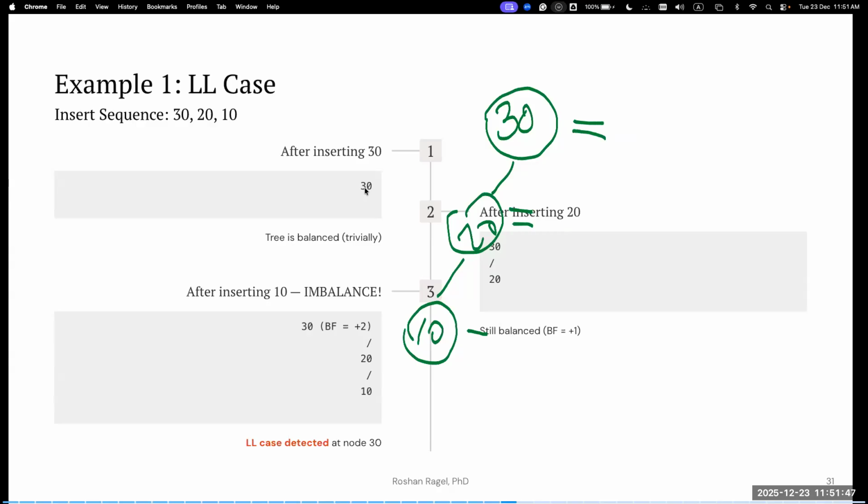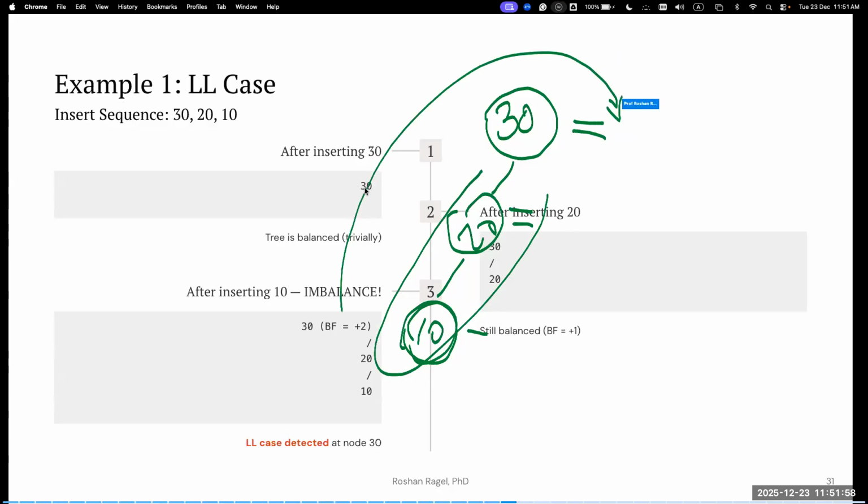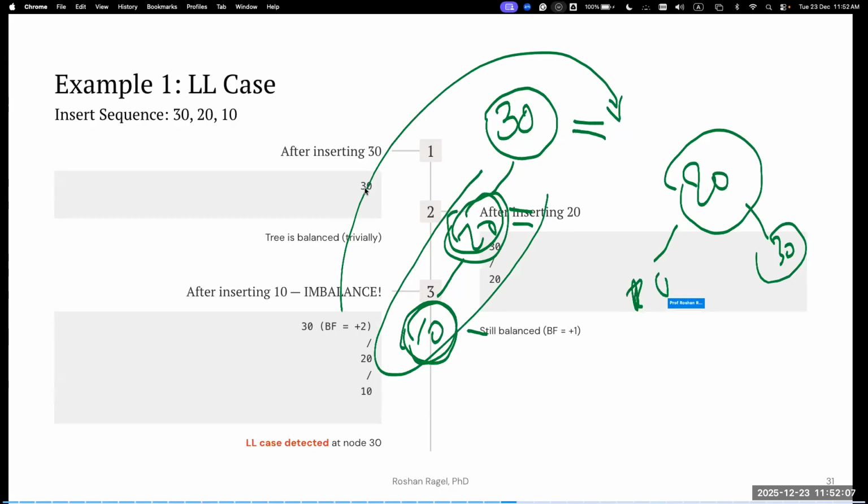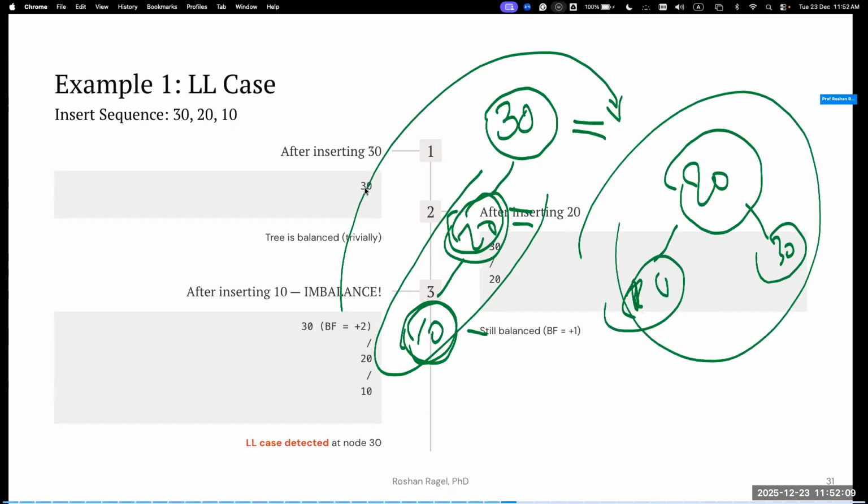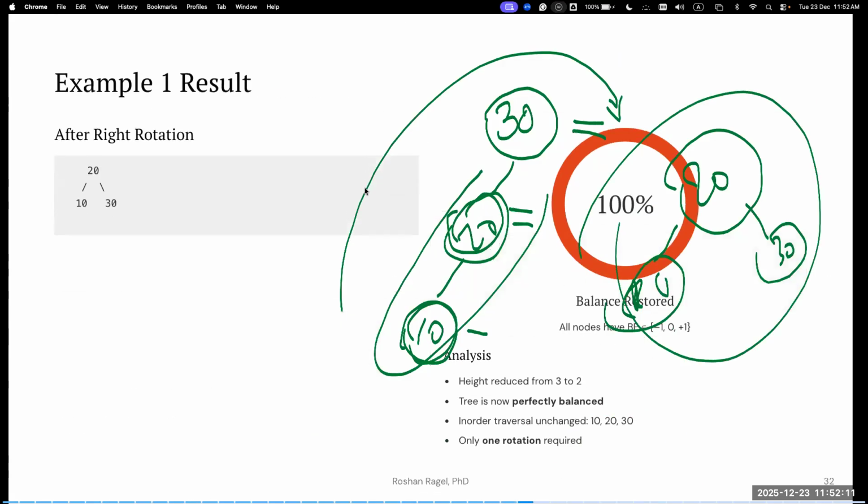When it happens, this is a situation with LL, left subtree, left node, then we have to do a right rotation. What does right rotation mean? We'll make this the root and make 30 here and 10 here. So that tree is the balanced tree. It's a simple example. You can look at more complex examples as we go, and you can try out more complex examples. I have also given some examples for you to try.